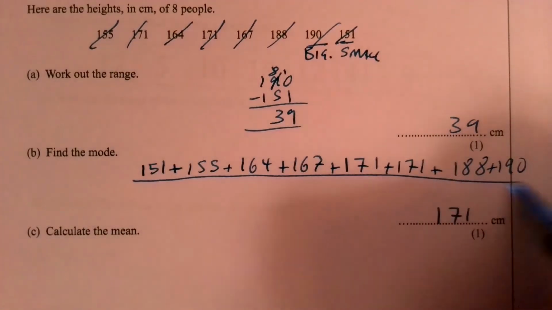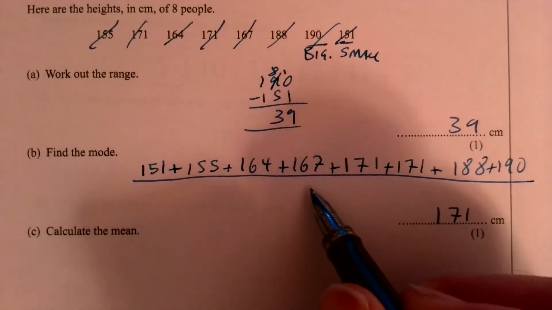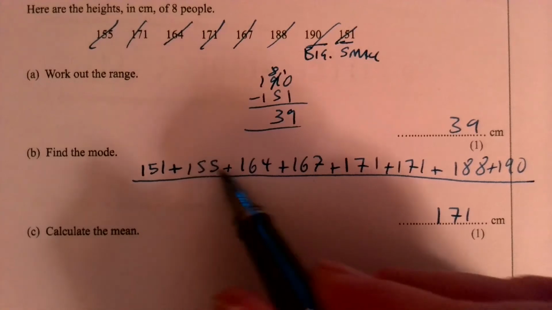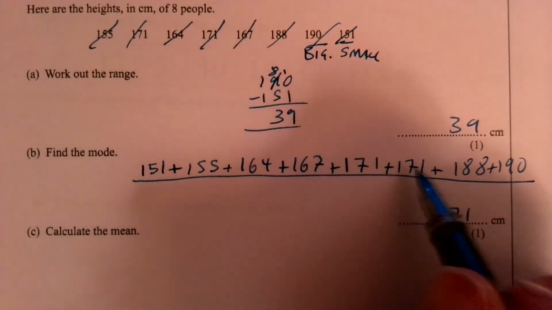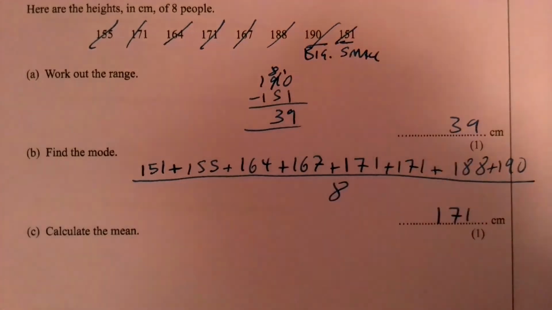Now we're going to need to add all of these up and divide by how many we've got for the mean. Now how many are there? 1, 2, 3, 4, 5, 6, 7, 8.